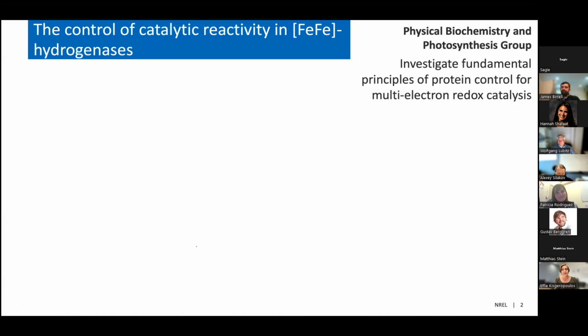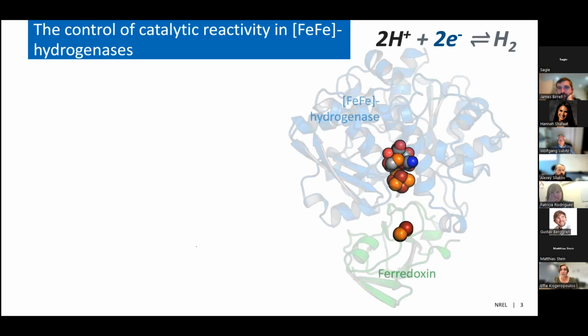I'm excited to tell you about some of the work that I'm doing with Paul King and his group. Our broader interest in the physical biochemistry and photosynthesis group is understanding fundamental principles of protein control for multi-electron redox catalysis. That's our mission statement. We're focusing on using the iron-iron hydrogenases, which we all love, that catalyze the reversible activation of hydrogen, as a model framework within which to study different elements of enzymatic control over reactivity.